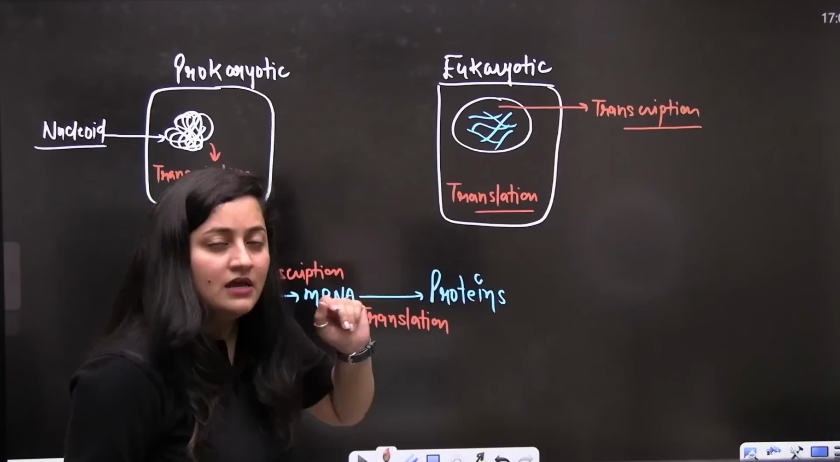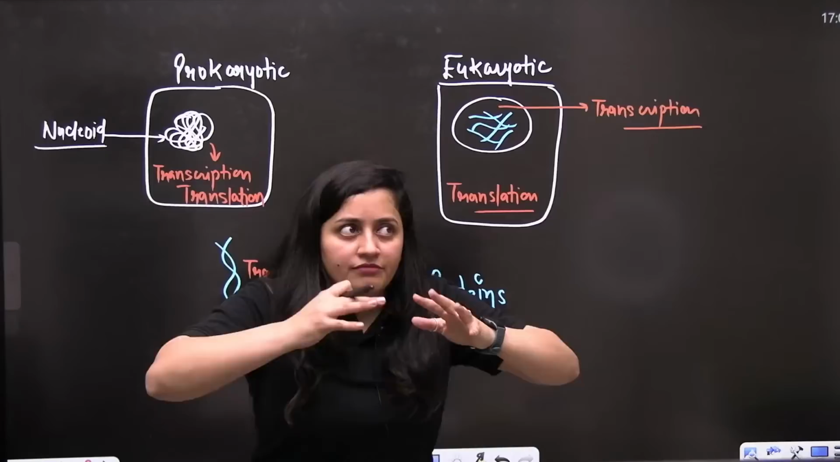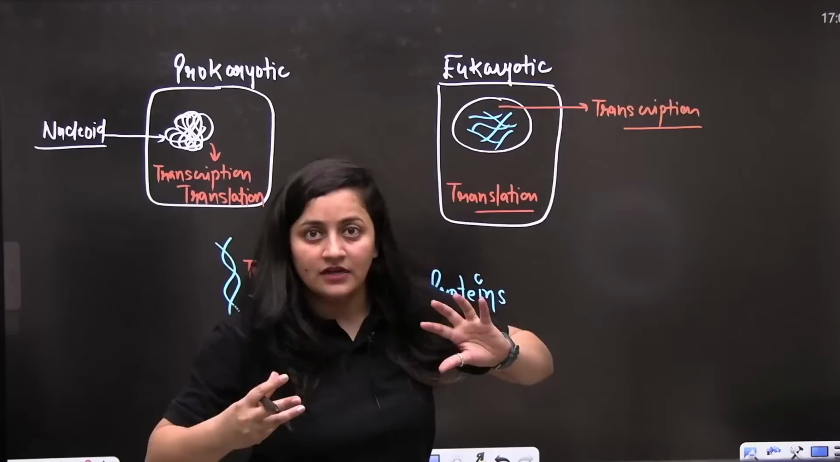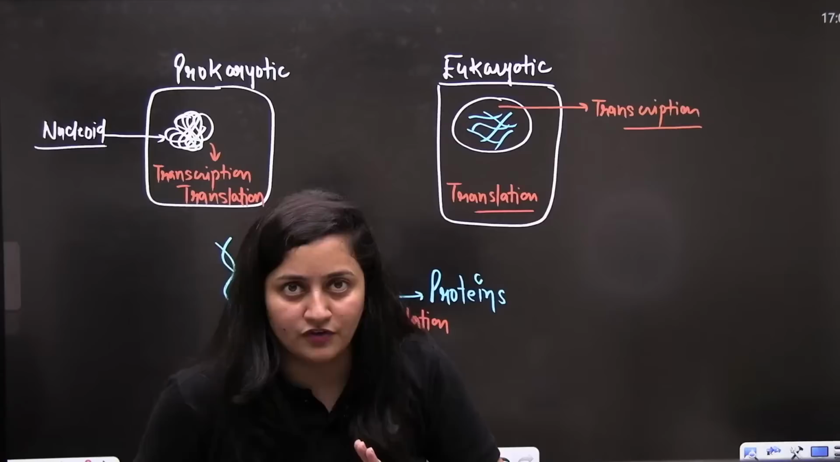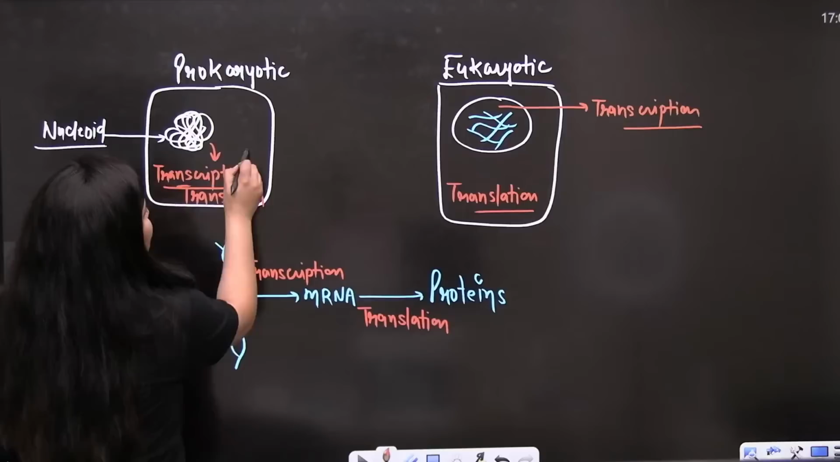Now, you must be thinking, ma'am, why are you telling this? Because, again, compare. When you talk about prokaryotes, if you want to control the expression of a gene, because ultimately it is the genes which are responsible for the characters, right? So in the case of prokaryotes, if we want to control the expression of a gene, majorly we can regulate that gene expression at the level of transcription.